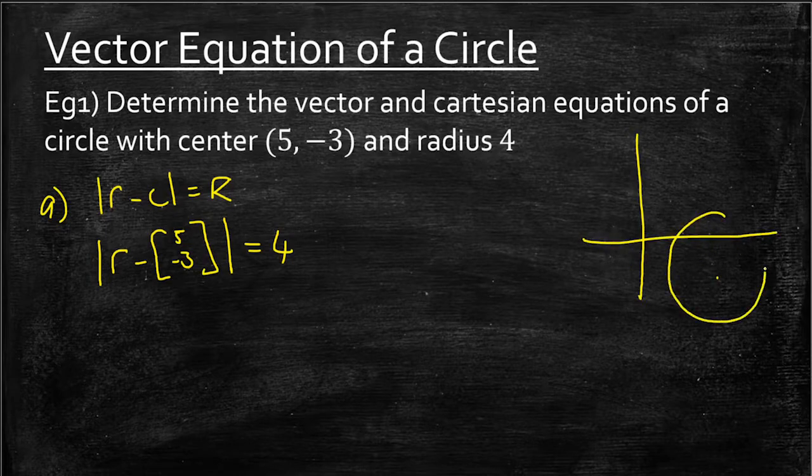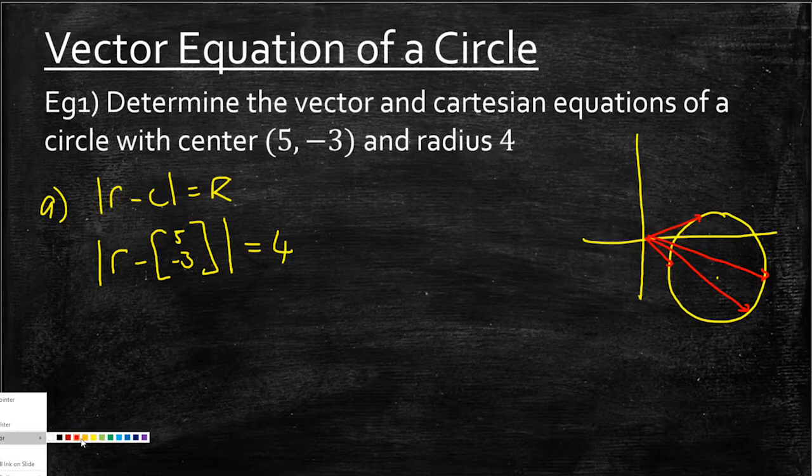And it'll look something like that. And then every point on that circle can be satisfied with this equation over here: the distance of r to the center must equal 4. Because if it doesn't equal 4, then it's not going to be a point on that circle. Alright, so now we have to figure out what the Cartesian equation is.